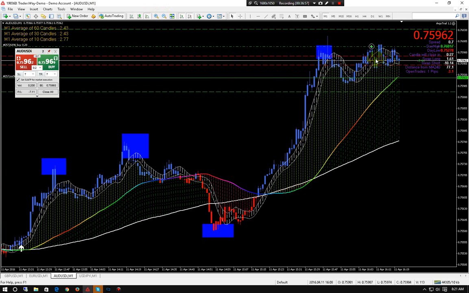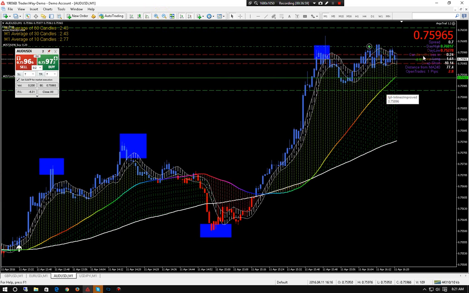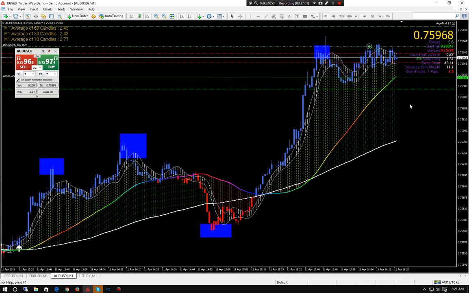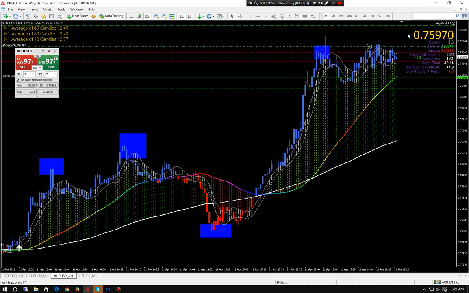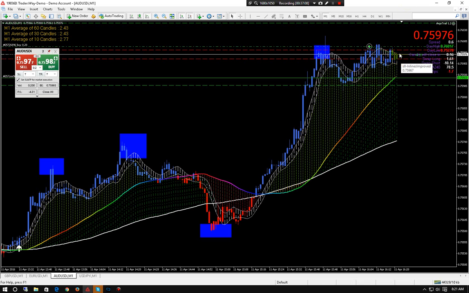So everyone sees that? We're riding in the channel. That's a little bit of a warning sign that we might be looking to turn. Or it's just consolidation before it moves up again. But either way, you need to be aware price is riding in the channel.